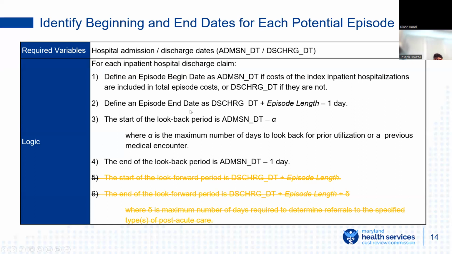If the default option is chosen, and the participant chooses to include the costs of the triggering inpatient hospitalization in the total episode costs, then the episode begin date is going to be the admission date. If the hospitalization costs aren't included, then the episode begin date is going to be the hospital discharge date. Regardless of whether the costs of the triggering hospital stay are included, the episode end date is the discharge date plus the specified episode length, minus 1 day to include the day of discharge in the episode window.